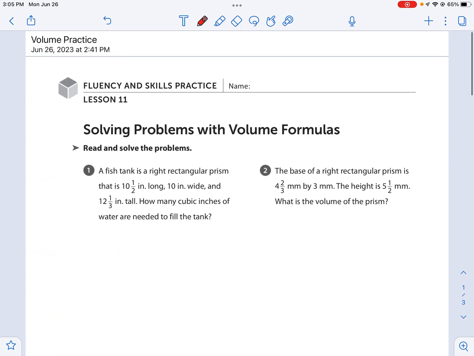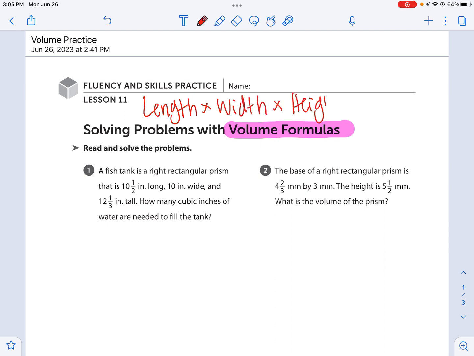Okay, so all of these problems involve the volume formula. Remember, the volume formula is length times width times the height. That is how we find volume. So if I were you, I would pause this video and go ahead and write that formula at the top so I don't forget what formula I'm using to solve these problems.